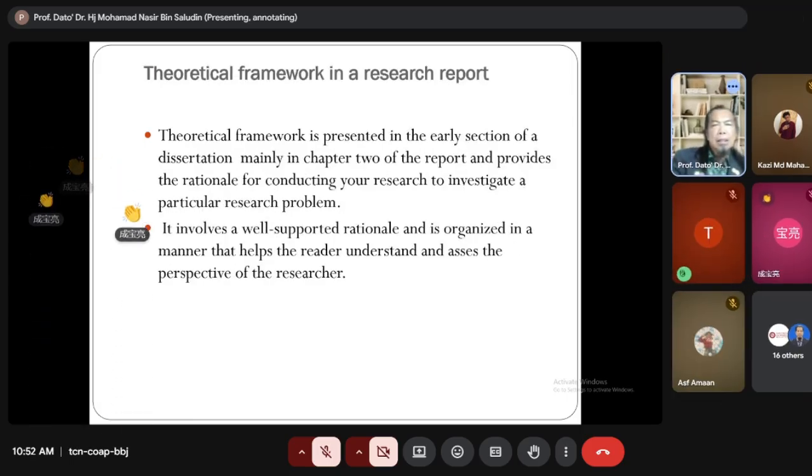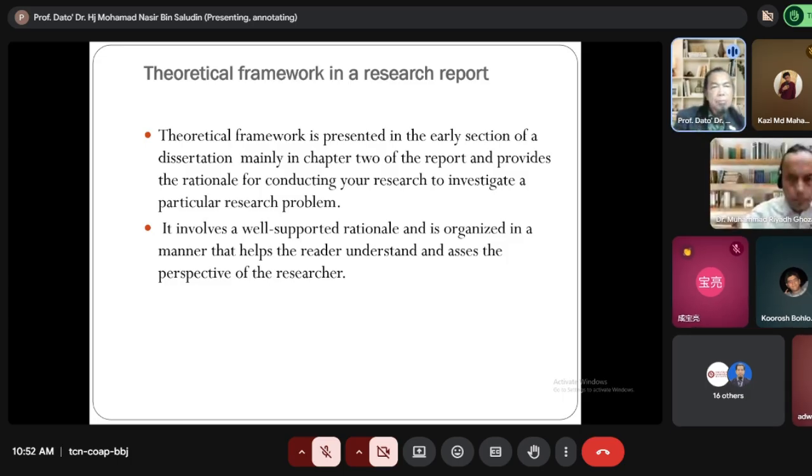The theoretical framework is in the early section of a dissertation, mainly in Chapter 2 of the report. It provides the rationale for conducting your research and investigating a particular research problem. Many candidates in the final thesis Viva do not produce the theoretical framework. That is a major mistake for them. Then they will carry the thesis with major corrections. It involves a well-supported rationale and is organized in a manner that helps the reader understand, assess, and research it.